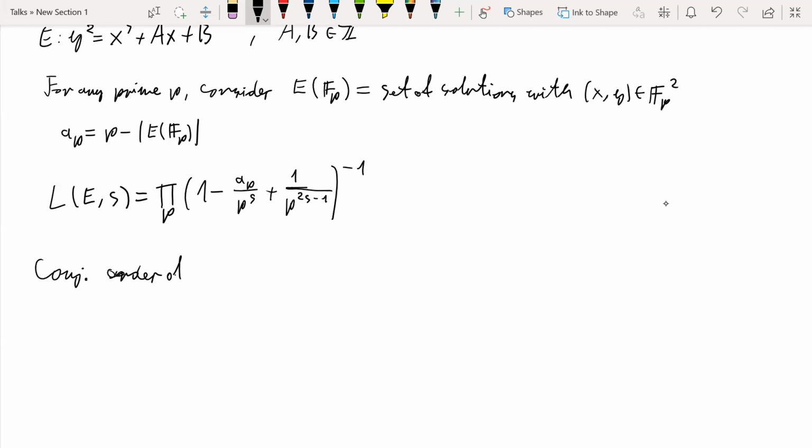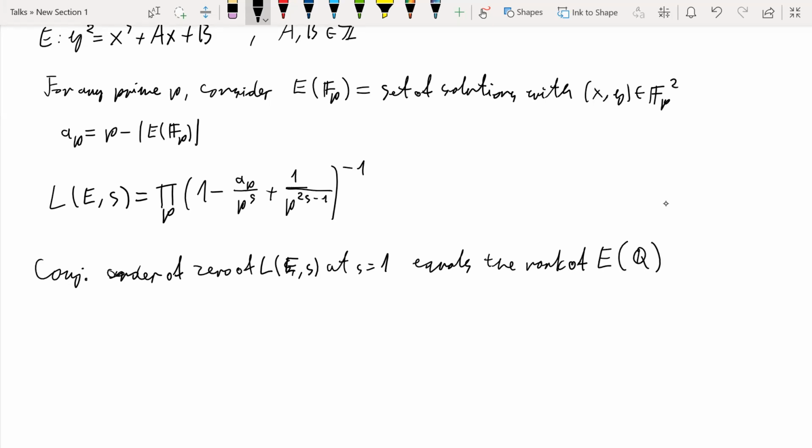order of 0 of L of E at s equal to 1 equals, and this quantity should be equal to the rank of the set of rational solutions of E.